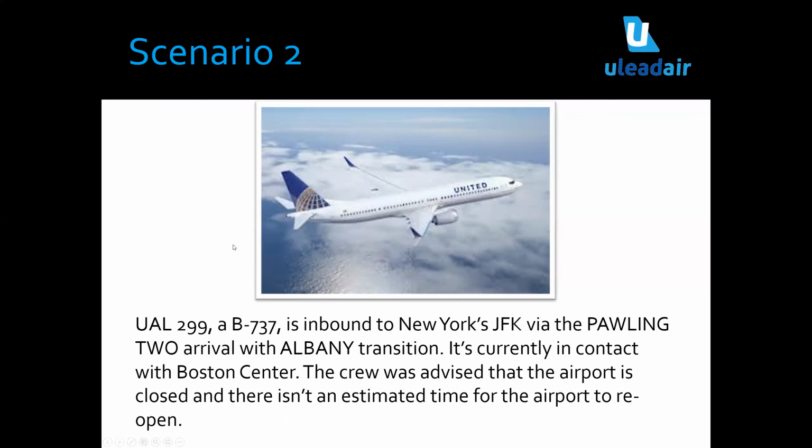Jose, go ahead and read this scenario. Uniform Alpha Lima 239, Boeing 737, is inbound to New York JFK via the Pauling 2 arrival with Albany transition. It is currently in contact with the Boston Center. The crew was advised that the airport is closed, and there isn't an estimated time for the airport to reopen. That's United 299.